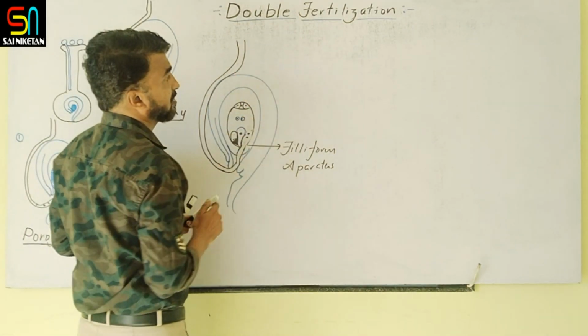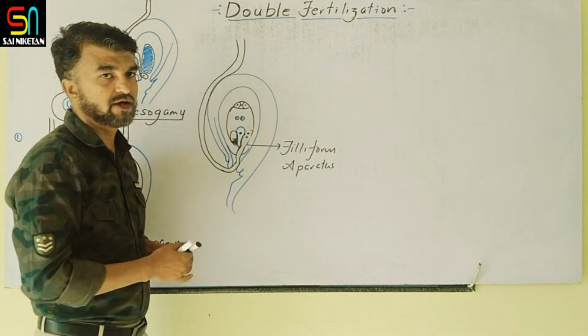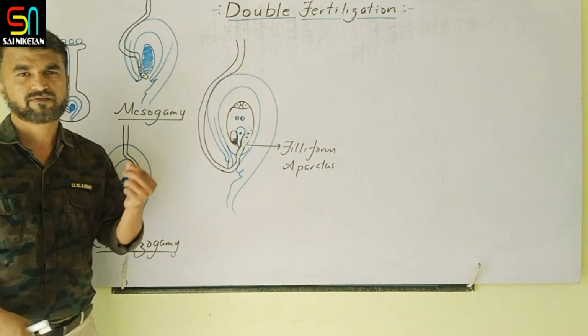Now the next event is double fertilization. What happens in double fertilization? We will cover it on this board only.